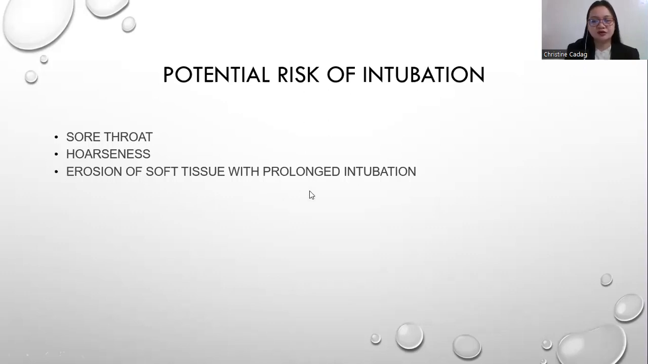Erosion of soft tissue with prolonged intubation. Patients who have been intubated for a long time might have erosion of soft tissue, especially inside the mouth, in one of the corners of the mouth. So as nurses, we need to reposition the tube regularly. After a few days, for example, if it's on the right side of the mouth, the nurses can put it on the other side.